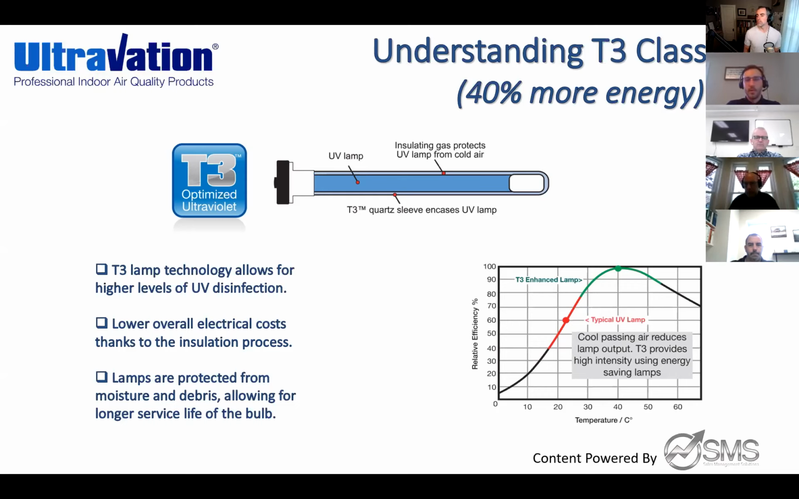So it is more efficient. If you look at the bottom right chart there, you'll see a typical UV lamp represented with the red dot at 60% efficiency. And then if you go up, you see the green dot. That is a representation of the T3 enhanced lamp. All of our T3 enhanced lamps do have a 2-year lamp life warranty, as the typical UV lamp only has a 1-year lamp life on them.